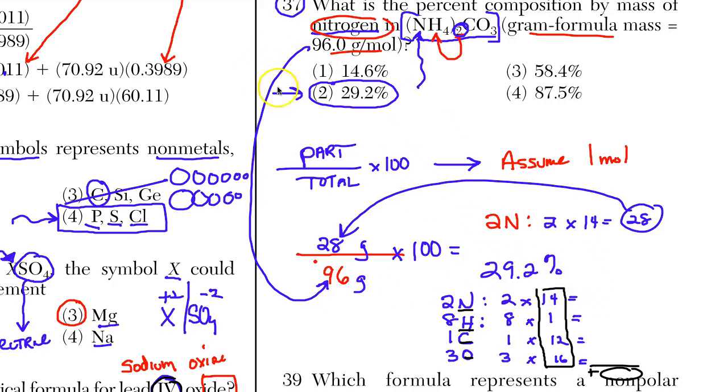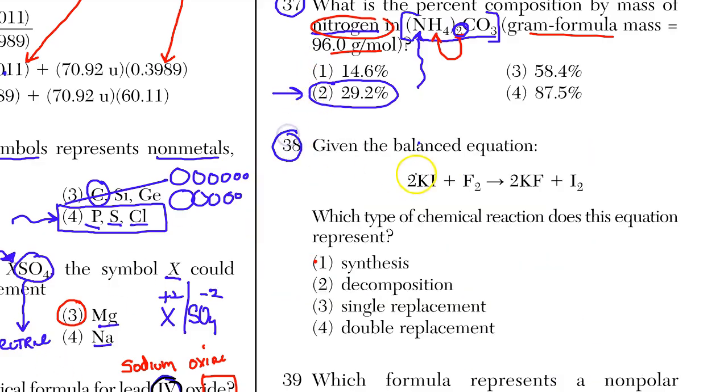So number 37 is choice 2. Number 38, given the balanced equation, chemical reaction, what type of chemical reaction does this equation represent?